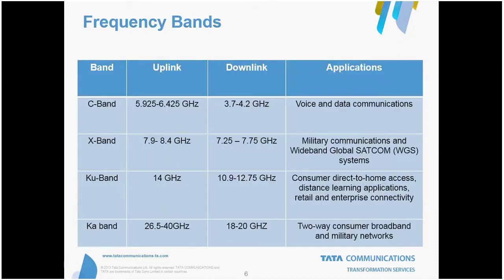Frequency bands. These are the frequency bands used in satellite communication. As you can see, these are the uplink and downlink. The applications of C-band include voice, data, and inter-satellite TV links. X-band includes civil, military, and governmental purposes like air traffic, weather monitoring, etc. Ku band is used for DTH and distance learning. Ka band is used for military purposes.